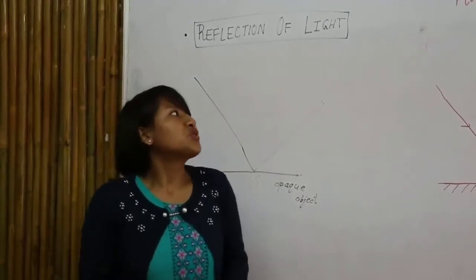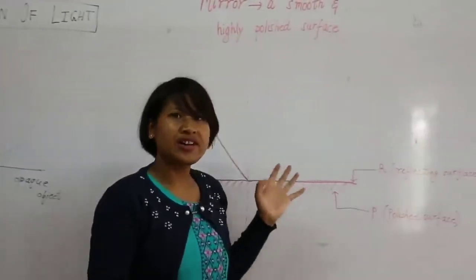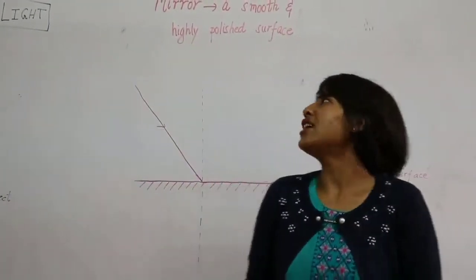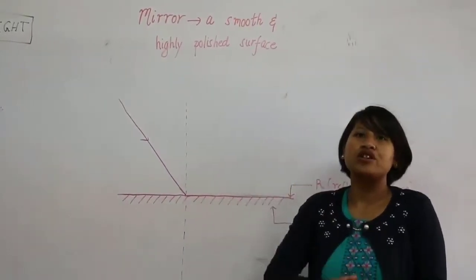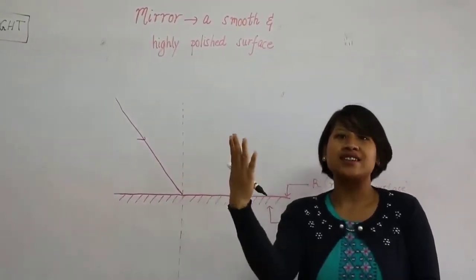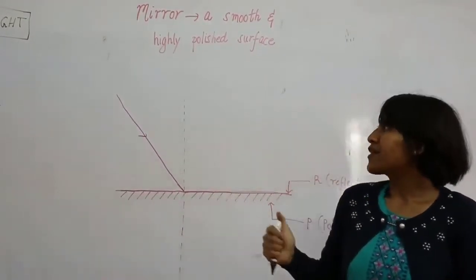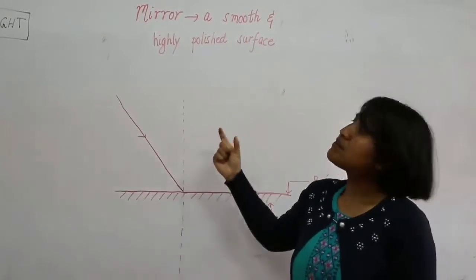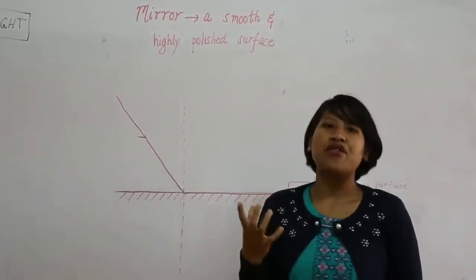So now let's take for instance a mirror. A mirror is what? It is a smooth and highly polished surface, like the looking glass. Looking glass, that is a mirror. Then there are terms where it is very important to know, especially for ray diagrams.